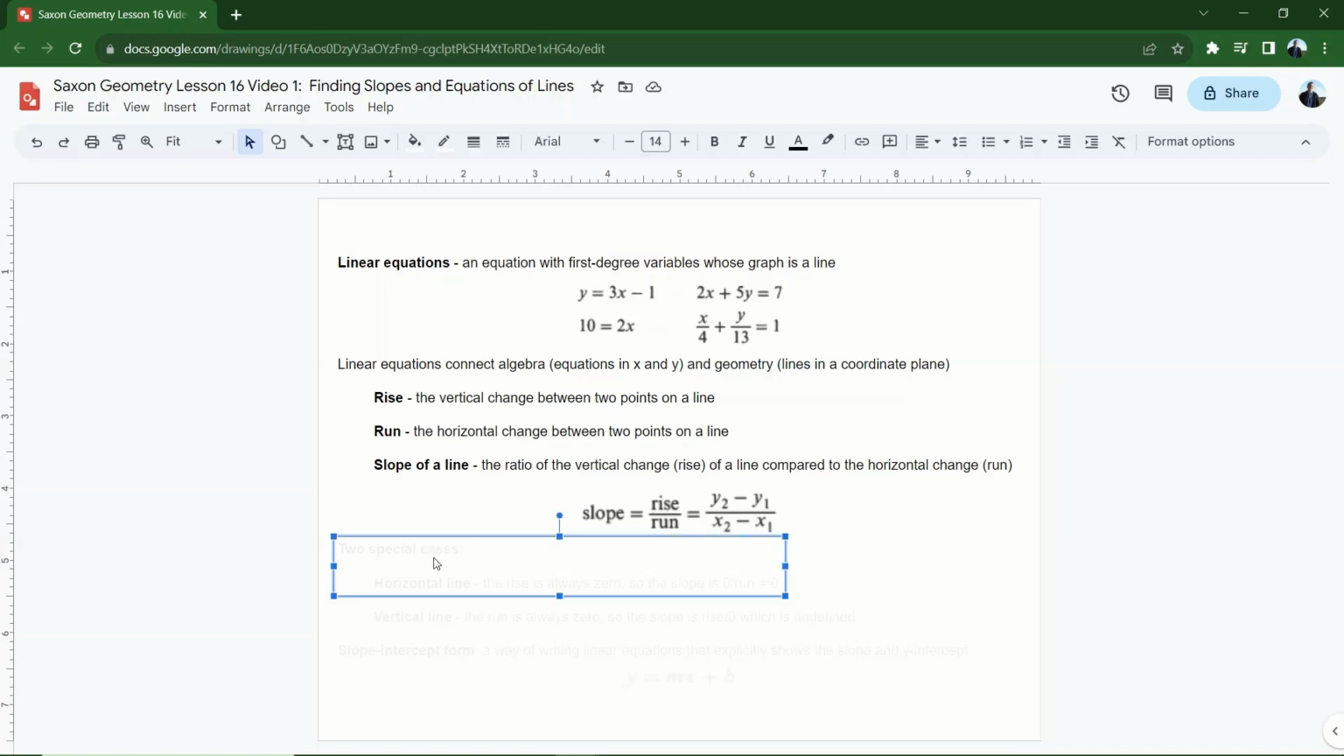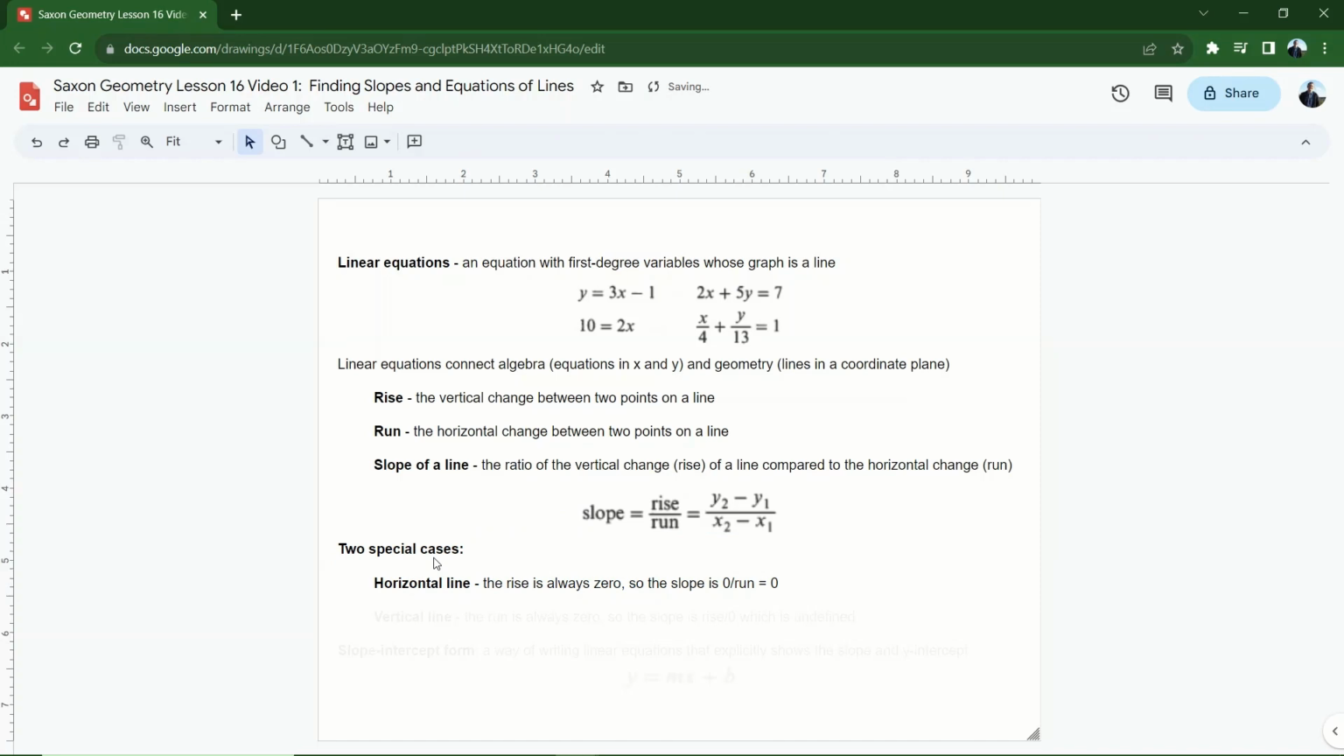All right, there are 2 special cases of slope that I mentioned before. One of them is a horizontal line. A horizontal line doesn't rise at all. It stays perfectly horizontal as it moves across a coordinate plane. That means that the rise of a horizontal line is always 0. And if I divide the rise by the run, if the rise is 0, that means that my slope is 0. Because 0 divided by anything, it doesn't matter how far over it goes, 0 divided by anything is 0. So the slope of a horizontal line is 0.